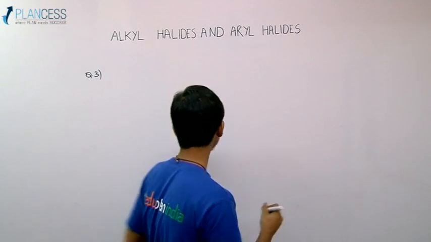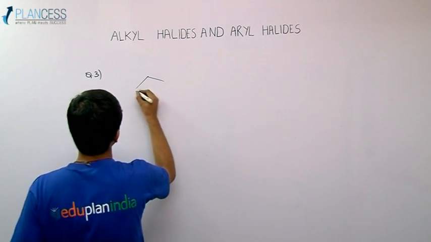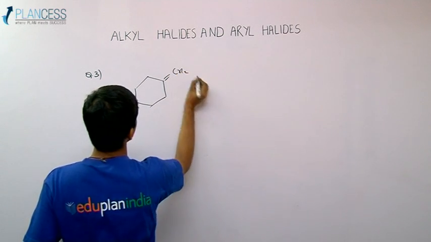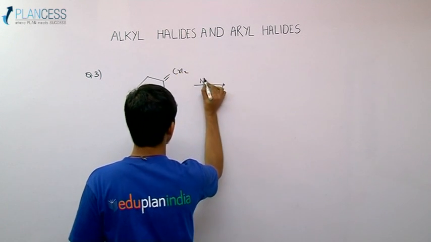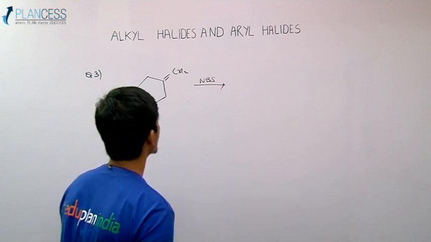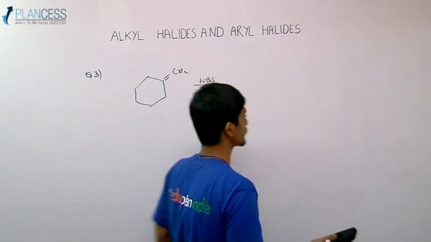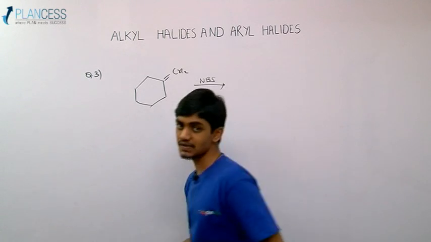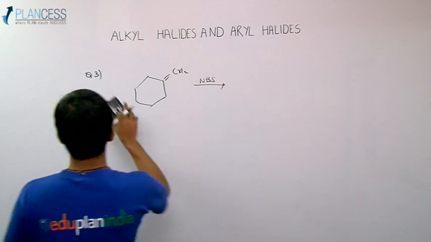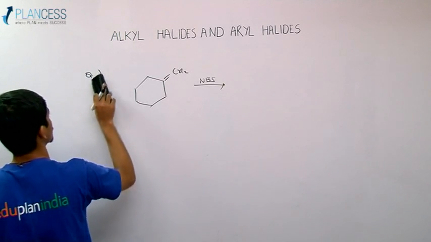The next question is, let us take this compound, CH2, and treat it with the familiar reagent, that is NBS. And now you have to predict the product. I am giving you 4 options, so that makes your job easier, and you have to choose the correct product from those 4. So this is question number 4.